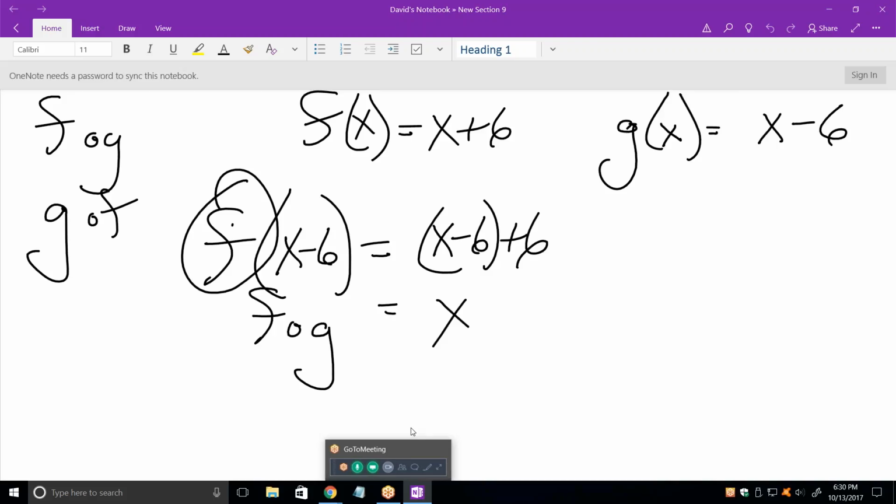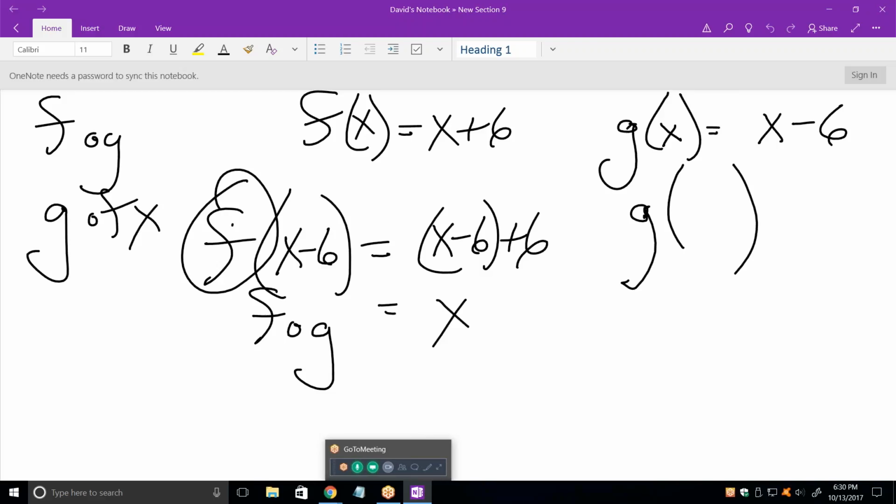What does that tell you about f and g? They cancel each other out. They're inverses. One is the inverse of the other. The definition of inverse is if you take the composite, you get x. And to prove it, when we take g of f of x, that has to give us x. So what do I write over here? What goes in for the x?